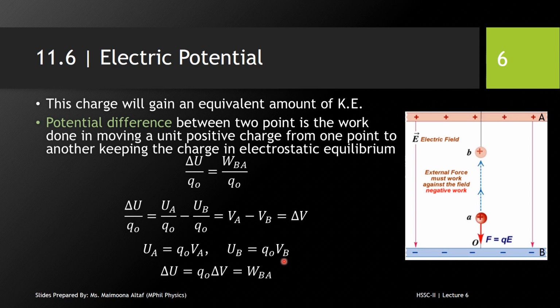So thus delta U, which is the change in potential energy, will be equal to Q naught delta V, which equals the work done on the unit charge. The work done on any unit charge will be equal to Q naught times delta V, where Q naught is the point charge and delta V is the potential difference between the two points.